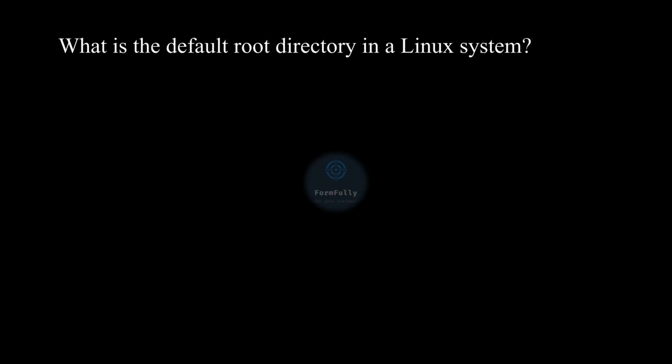Question: what is the default root directory in a Linux system? Options are /home, /var, /root and /bin. In Linux, the root user's home directory is typically /root. So the correct option is /root. /home is the default directory for regular user home directories. /var is used for variable data like log files and temporary files. /bin contains essential binary executables, but it's not the root directory.